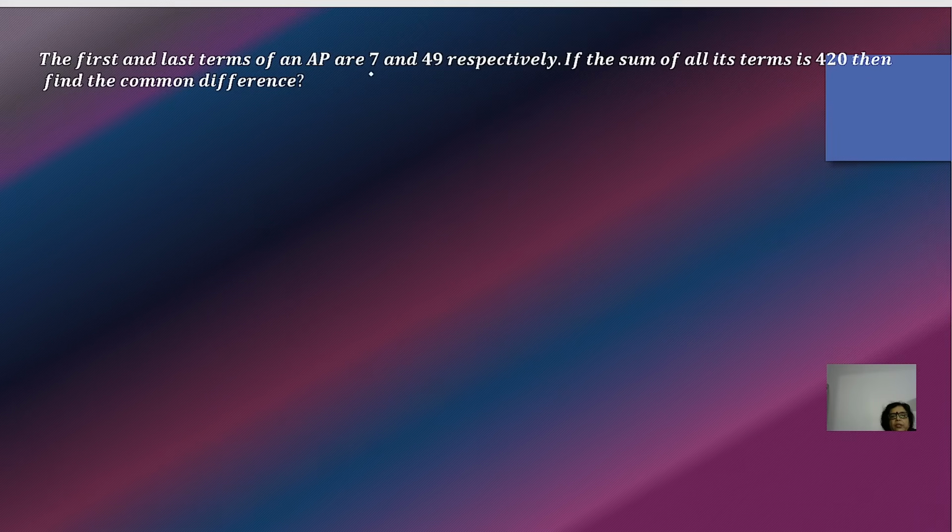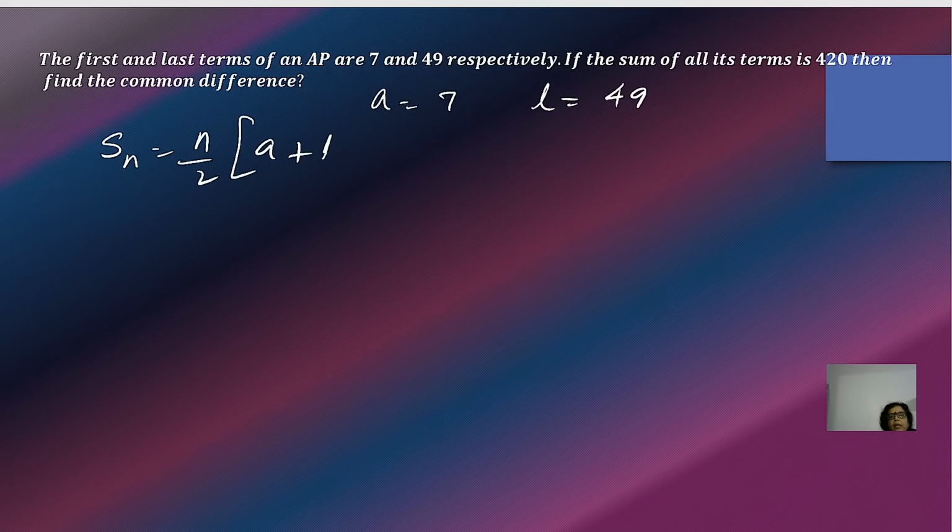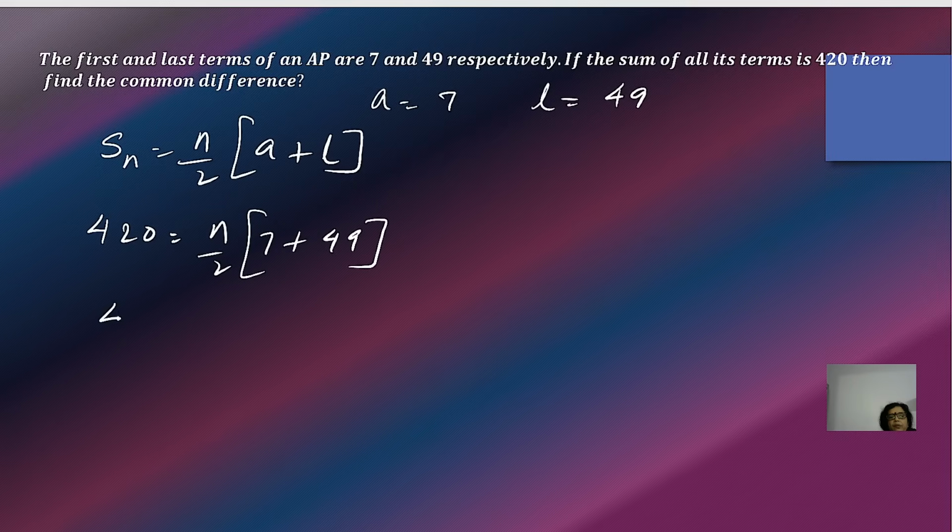The first and the last terms of an AP are 7 and 49. If the sum of all its terms is 420, then find the common difference. So here the first term, that is a, is given as 7 and l is given as 49. And the sum of all its terms is 420. So here we will use the second formula, Sn is equal to n by 2 into a plus l. So 420 is equal to n by 2, 7 plus 49, that is equal to 56. So 420 is equal to n by 2 into 56.